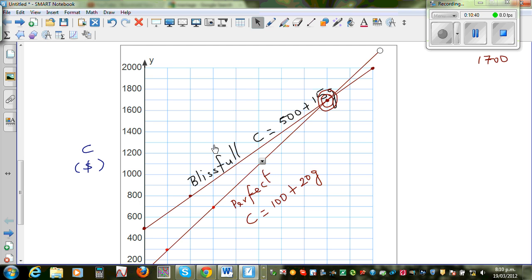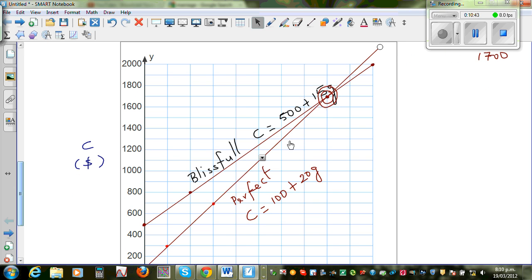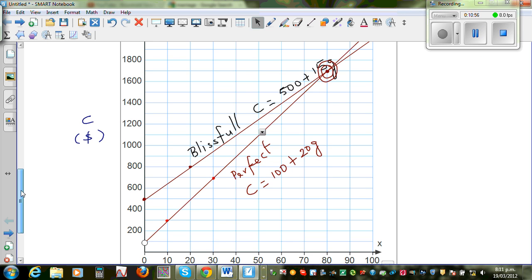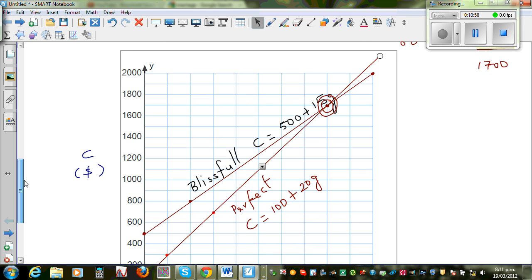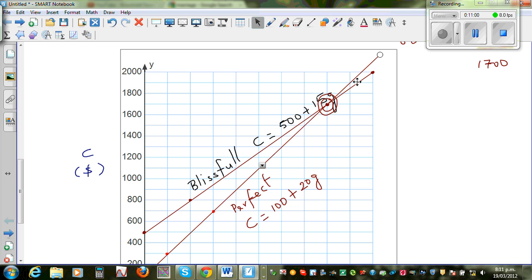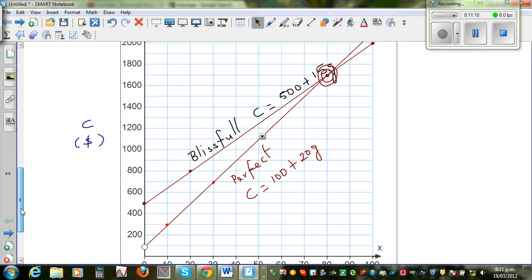So till 80, blissful is cheaper. Sorry, till 80, perfect is cheaper. Beyond 80, blissful becomes cheaper. Can you see? At 80, their prices become equal. So if you look at perfect wedding, the prices are less than blissful till 80.